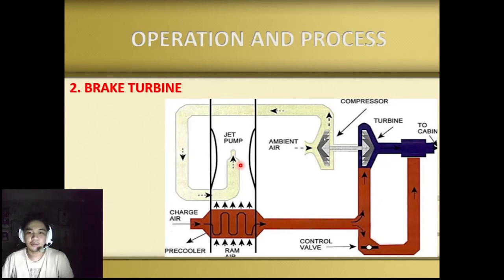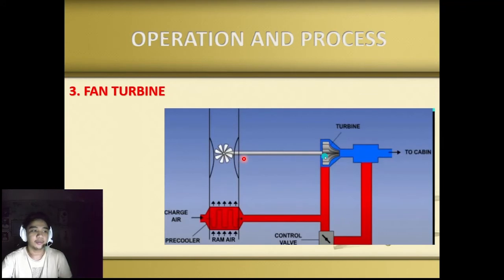So the next air cycle machine is the fan turbine. The fan turbine is a refinement of the brake turbine unit, in which instead of a compressor, the turbine is coupled to a fan of sufficient capacity to draw the required volume of cooling airflow. So instead of driving a compressor, the turbine drives a fan, so that the unit is not dependent on ram air for its operation. Therefore, it can be used on the ground.